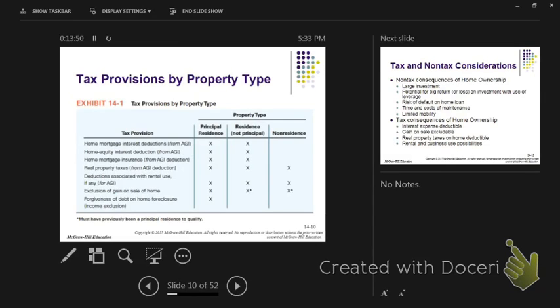So here's a little summary. This is in your book, Exhibit 4-1. It kind of goes through how things show up when you're looking at them from a tax standpoint and where they go on the financial statements.